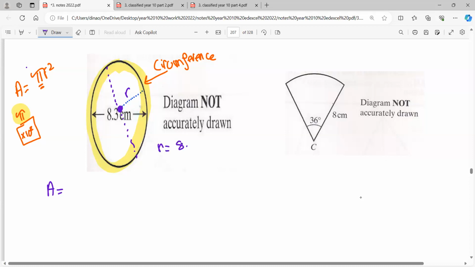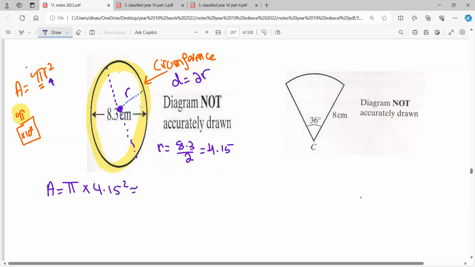So the radius is 8.3 divided by 2, because we already know that the diameter is 2 times radius. 2 radii gives a diameter. So 8.3 divided by 2, this is your radius, which is 4.15. And now I will just substitute over here to calculate the area. So pi times 4.15 squared. And then you just do the math.